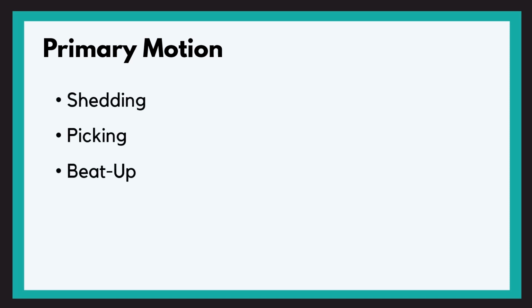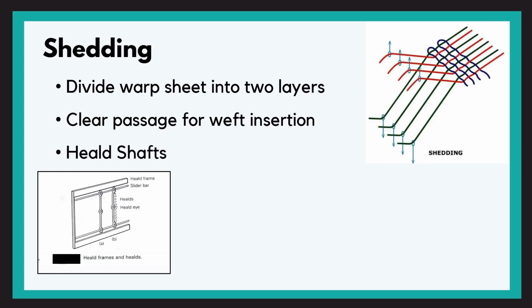Now the first primary motion is shedding. We saw on the loom that the warp sheet is separated and then they are lifted. This will create a passage in the warp sheet. One group of threads is lifted up and the other is lowered. This process is known as shedding. This creates a clear passage for the weft yarn to pass.